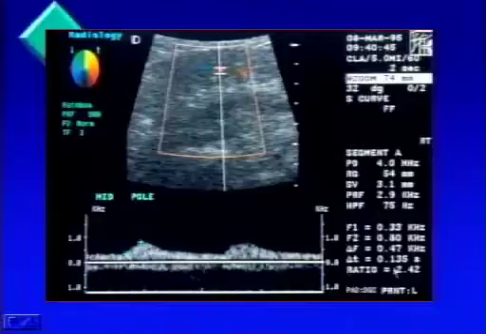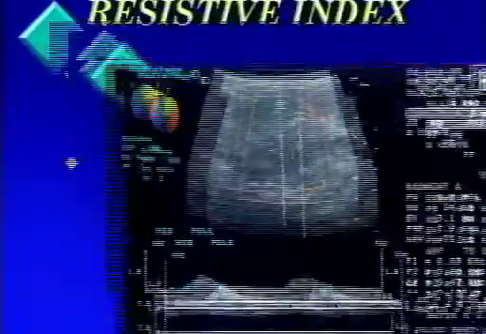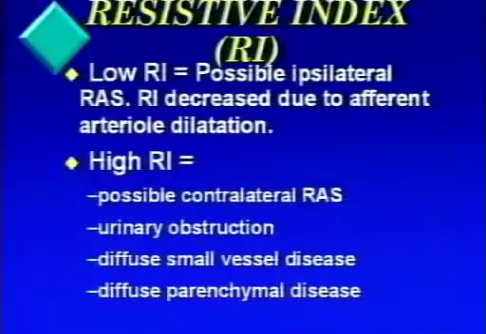Now, one of the questions that usually arises is the value of resistive index. The resistive index is basically being used to evaluate the flow characteristics. Do I have flow that occurs throughout the cardiac cycle? As I mentioned before, on the side with the significant renal artery stenosis, you usually will have a low resistive index due to the afferent arterial dilatation, and then we'll have a high RI on the contralateral kidney.